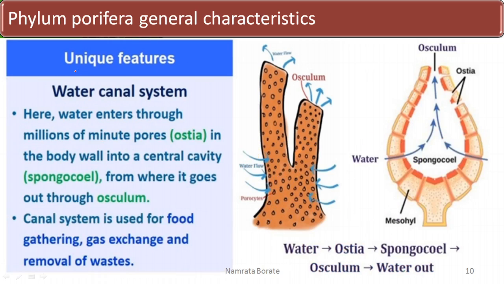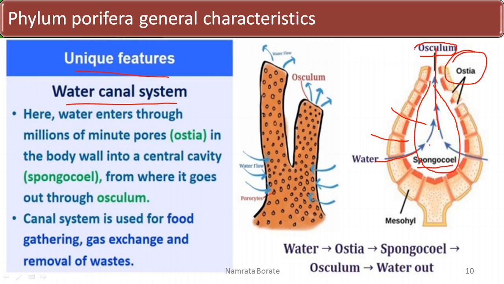What is a significant characteristic in Phylum Porifera, that is called the unique feature? There is a presence of the water canal system. Here the water enters through small pores, and these small pores are called ostia. The water enters inside the central cavity. This is the central cavity, and that central cavity is called spongocoel. From there it goes outward through the opening, that is called osculum. So the water enters through the ostia, passes through the spongocoel, and through the osculum the water goes outward. There is a presence of the canal system.